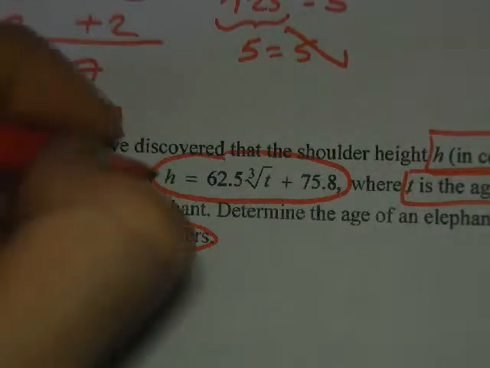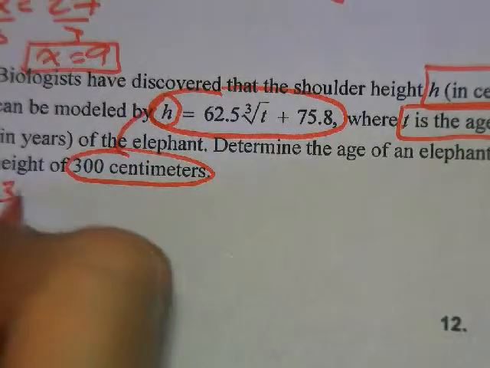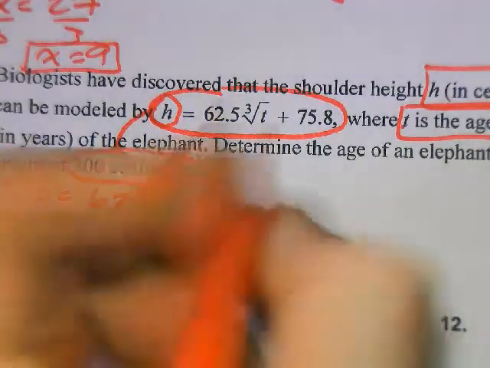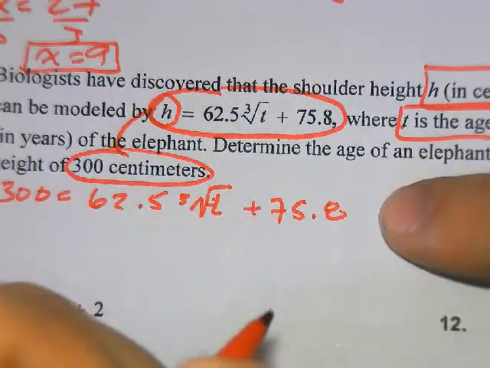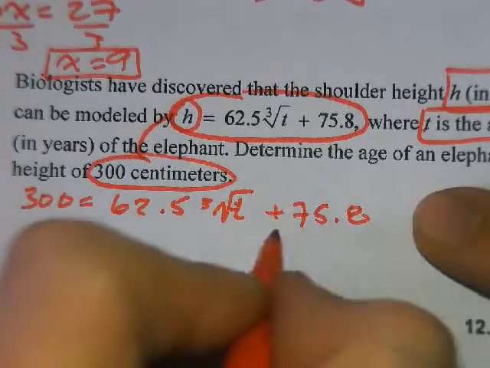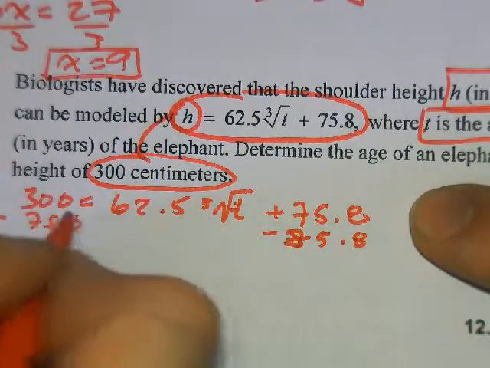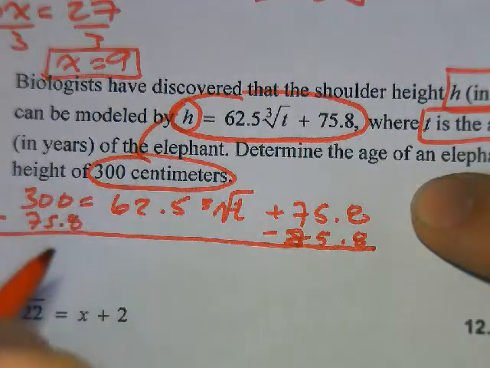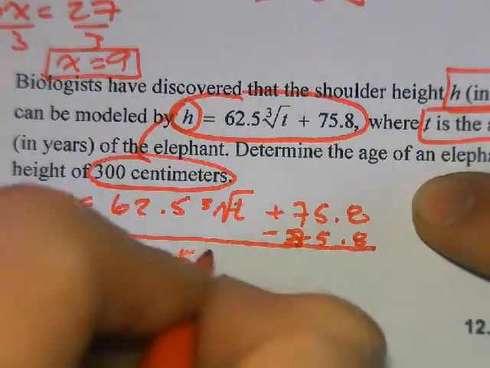So we're going to take the 300 and we're going to substitute it in for the height. So this means that 300 equals 62.5 cube roots of t plus 75.8. This matches what we did on number 5. The first thing you're going to do is subtract 75.8 from both sides. So you're going to get 224.2 equals 62.5 cube roots of t.